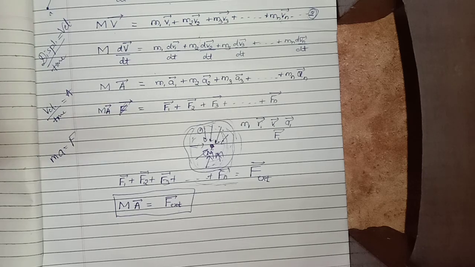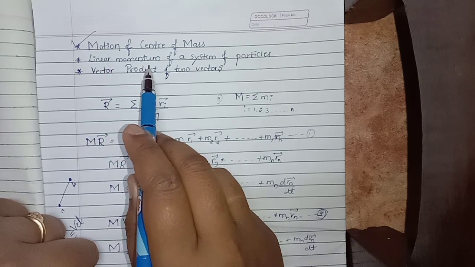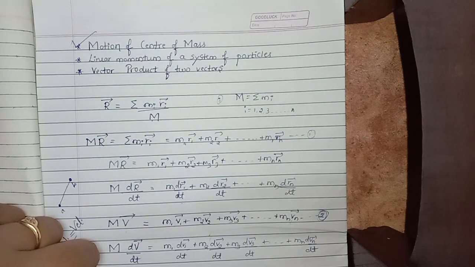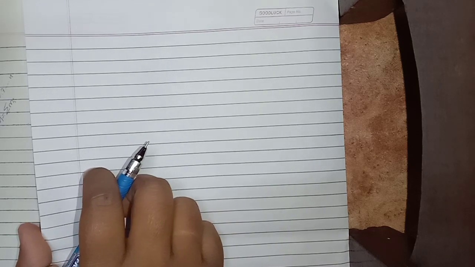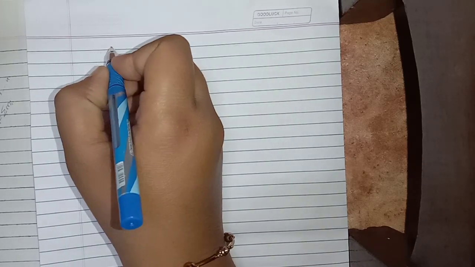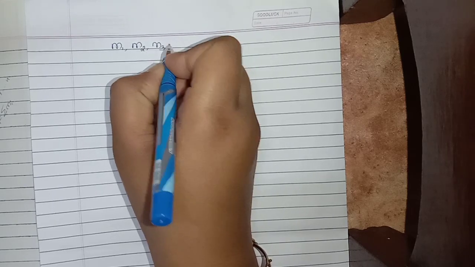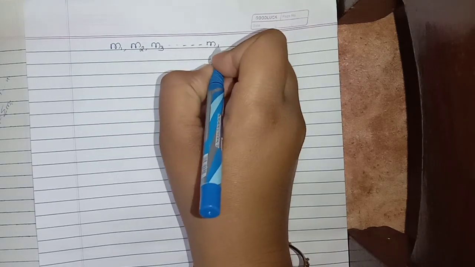Okay, so moving on to the linear momentum of a system of particles. The second part is completed. So next, linear momentum of a system of particles. Here, what we are doing is considering some n number of particles with the masses m1, m2, m3 and so on up to mn.